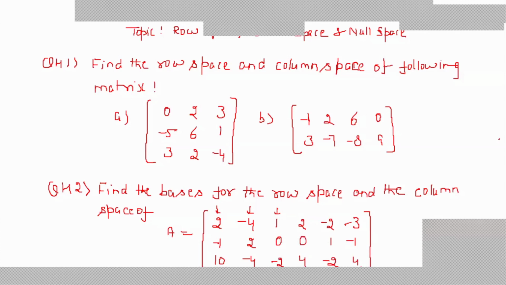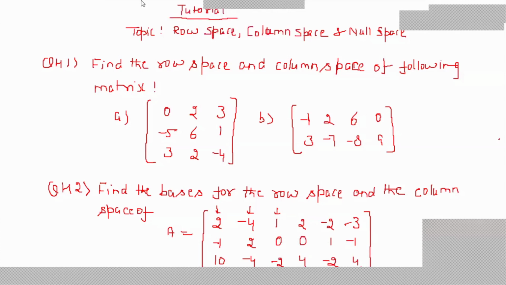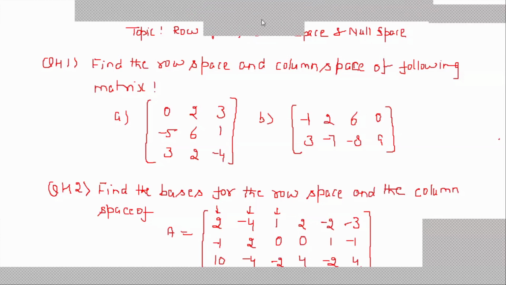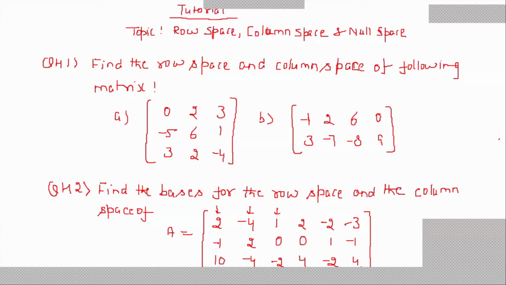Hello, has your second question been completed? In the first question you have to find out the row space. So what are the row vectors here? First row vector is 0, 2, 3. Second row vector is minus 5, 6, 1. And third row vector is 3, 2, minus 4. So the span of these three vectors will give you the row space of this matrix.